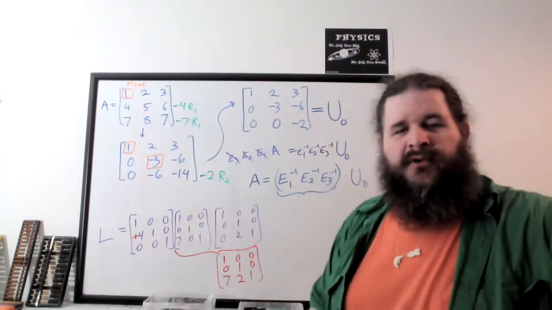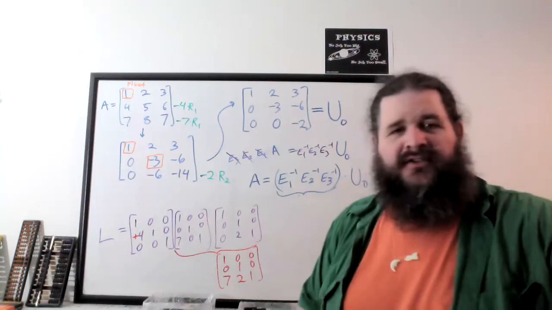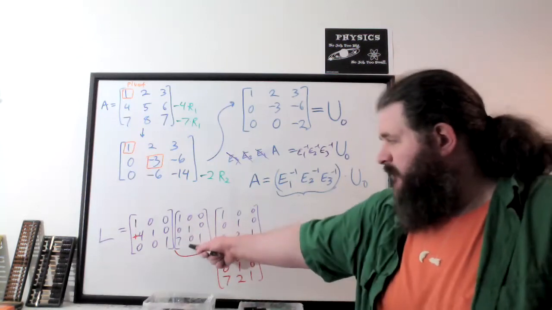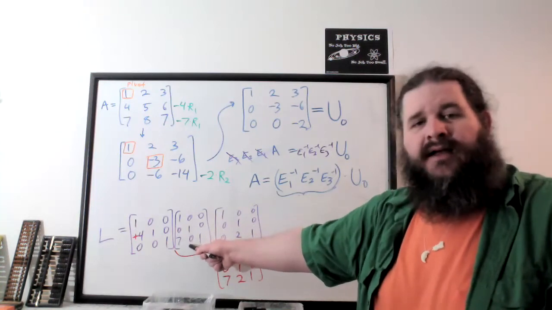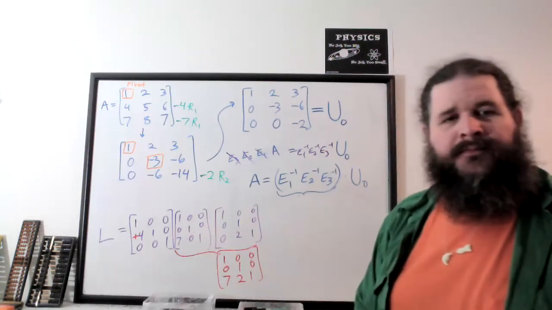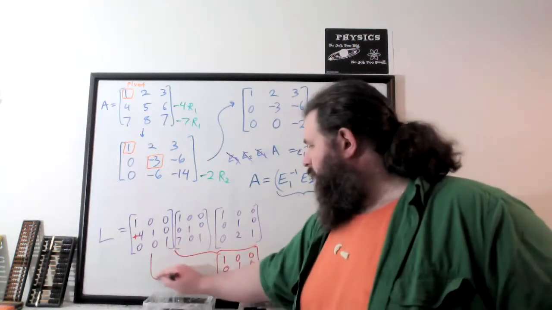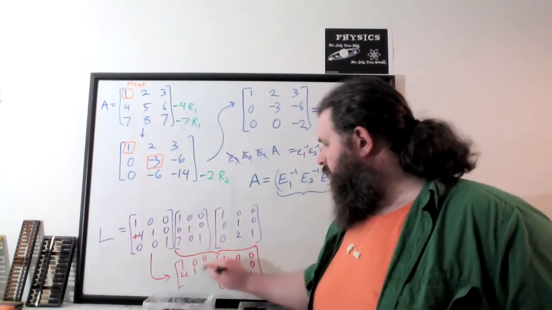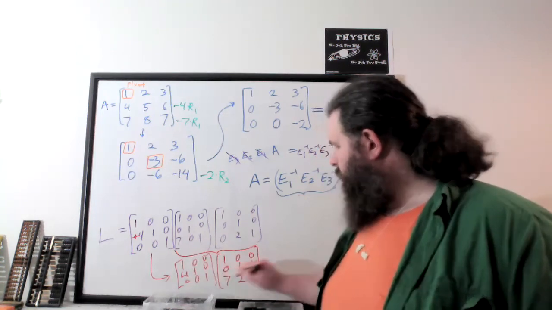And of course, you could just multiply this out, row and column combinations. It just takes a lot longer. It's a lot faster if you recognize this is an elementary transform matrix. So all it does to the next one is 7 times the first row added to the third row. Same thing with this one. We've got 1, 0, 0, 4, 1, 0, 0, 0, 1.